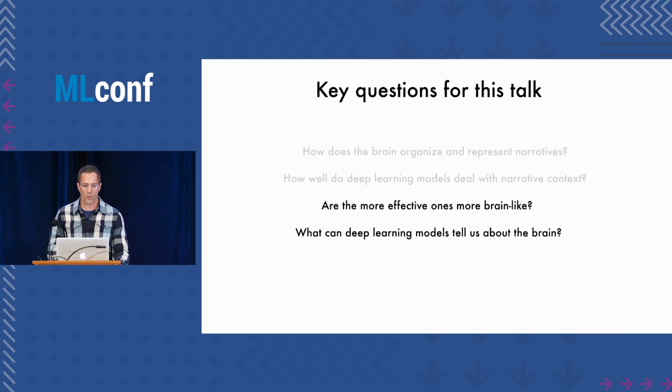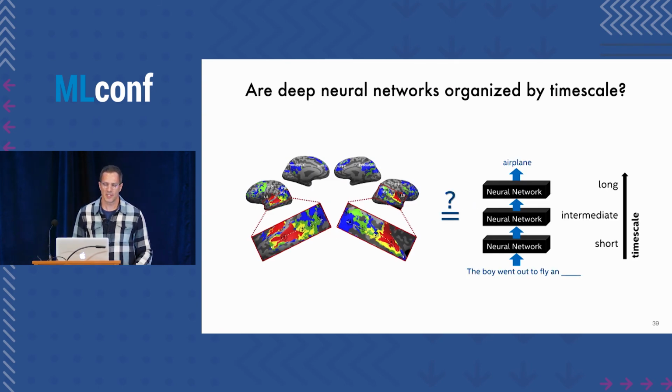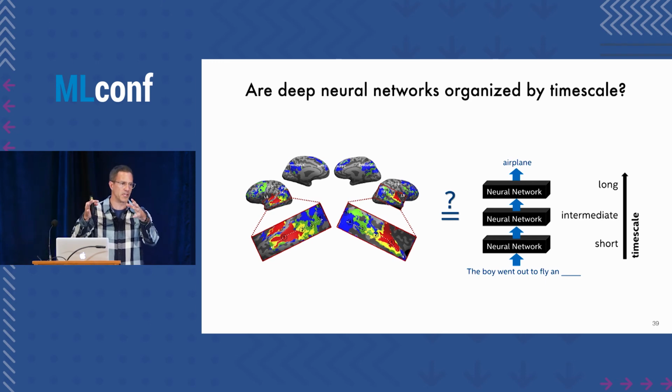And I want to address at the same time, because we're running out of time, whether these models can tell us anything more about the brain structure, because they are interrelated. So the question really is, are deep neural networks organized by timescale? This is what we're talking about, right? If we go deeper into the model, is it considering a longer timescale? Is it dealing with higher level representations at the same time, like the brain does?